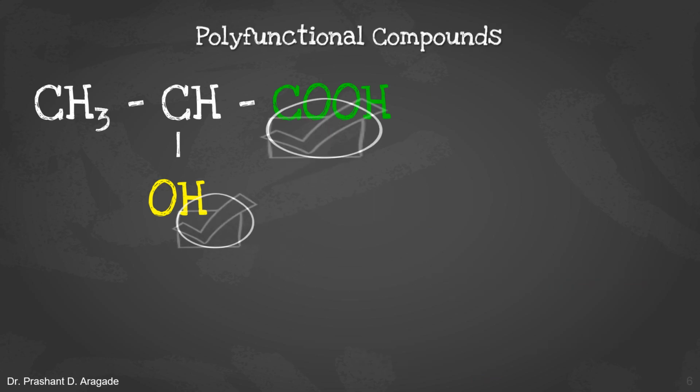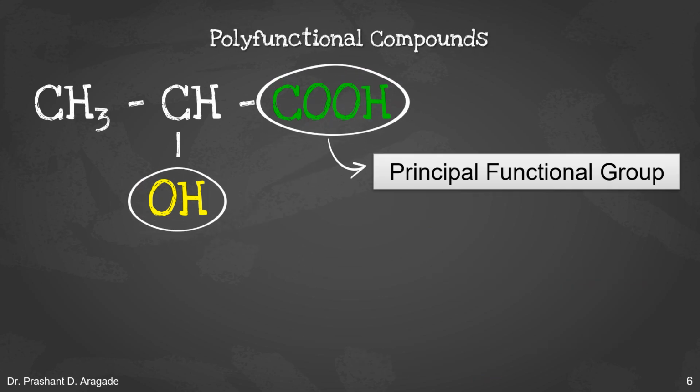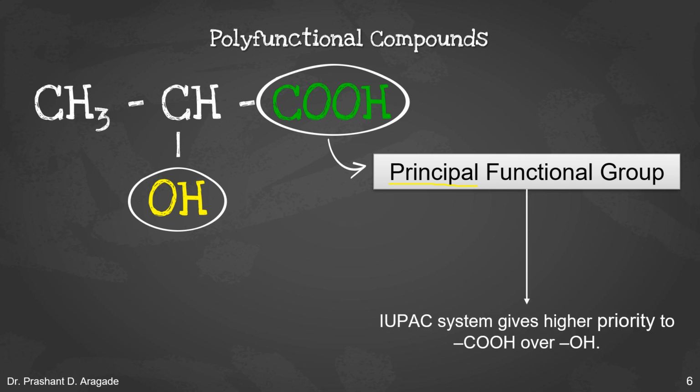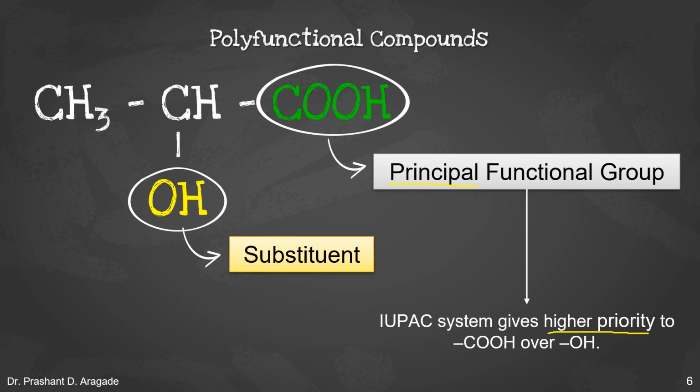And because of that, it is called the principal functional group. The functional group which has the highest priority in the priority table is called the principal functional group. The other functional groups in a compound are regarded as substituents. And the principal functional group is regarded as the primary functional group because in the IUPAC system it has a higher priority in the priority table given by the IUPAC system.